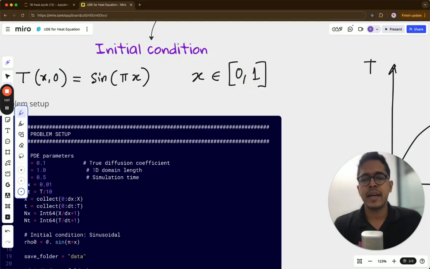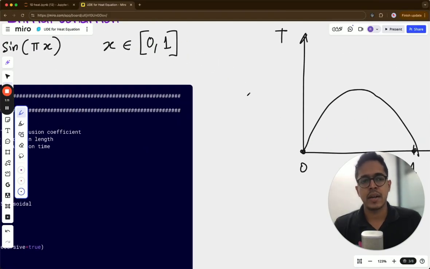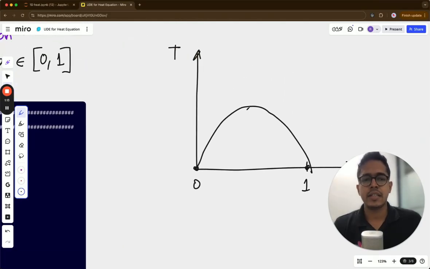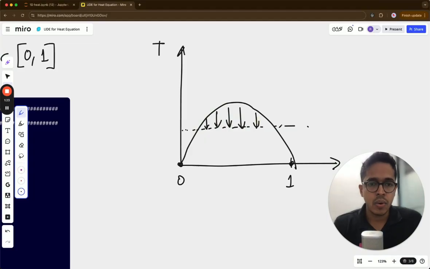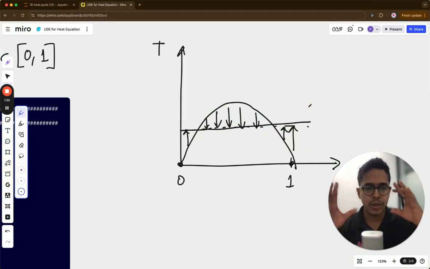So sine of pi x is 0 when x equals 0 or x equals 1. So this is our initial temperature distribution. And as you know, an average temperature of this might be something like this, right? So these hotter regions will cool down to this eventually, and these colder regions should heat up to this. So the eventual shape should be something like a flat line. That is what you should expect.